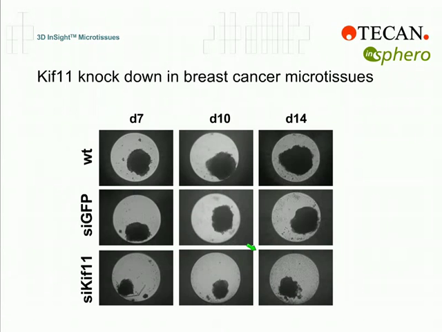This is how the knockdown looks in the bright field images. What you see here is the mock transfected control after day 7, day 10, and day 14. You see nice growth of the tumor model system. In a similar way, the GFP knockdown control is growing over time. However, when we knock down KIF11, which is involved in the microtubule formation during the cell cycle, we see no growth at all in the microtissue model system.